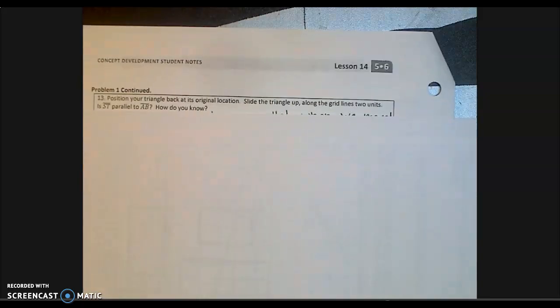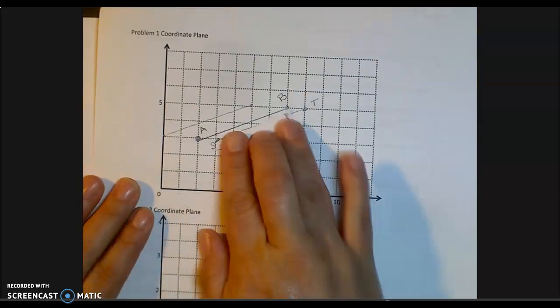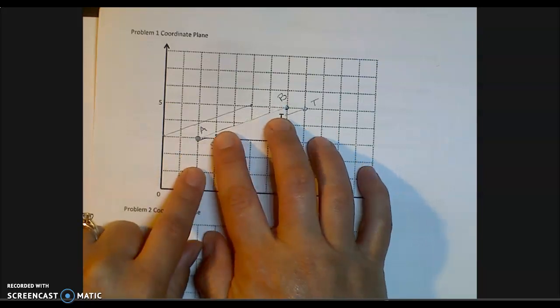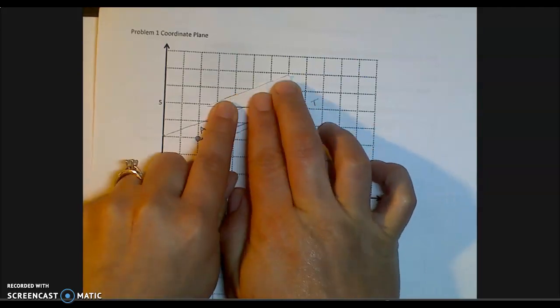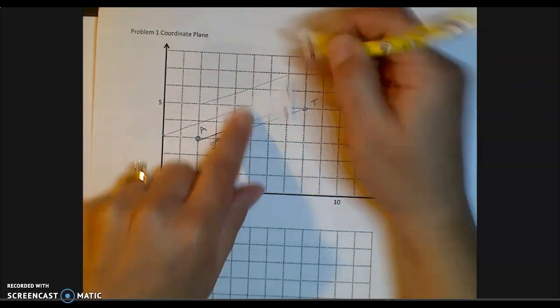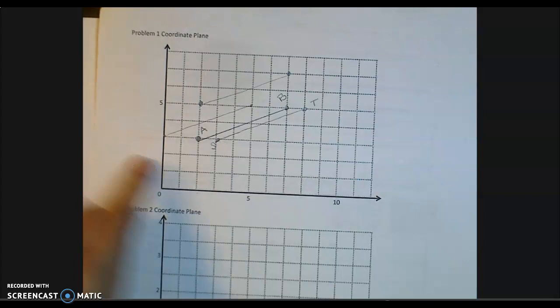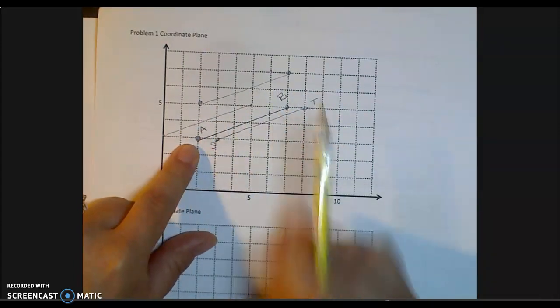We're going to position our triangle back at the original location again, and now we're going to slide it up 2 units. So here is AB, and I'm sliding my triangle up 2 units. 1, 2. And the question is, is it still parallel? Hold on, let me trace, and I'm going to mark the ends. So is this line parallel to AB?